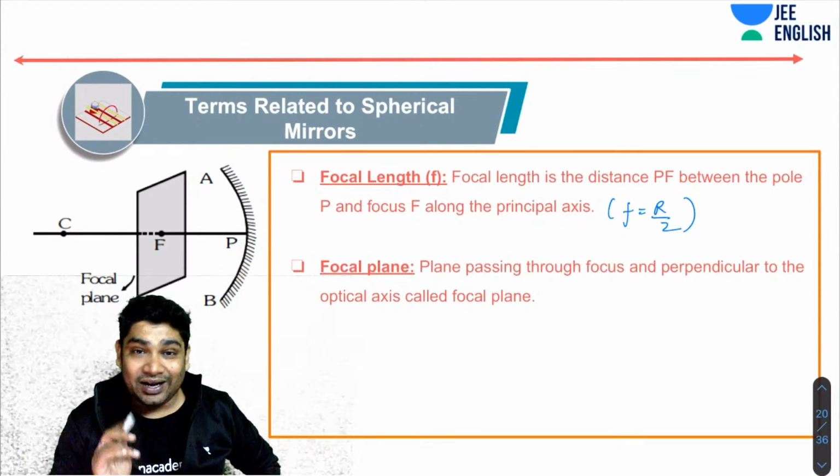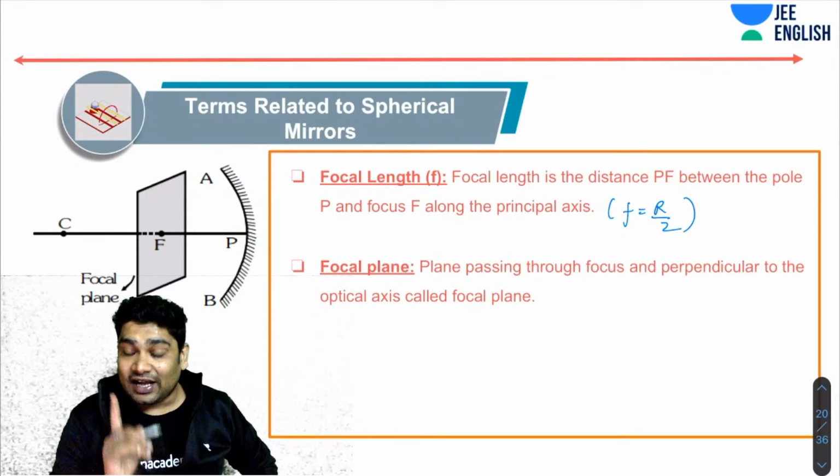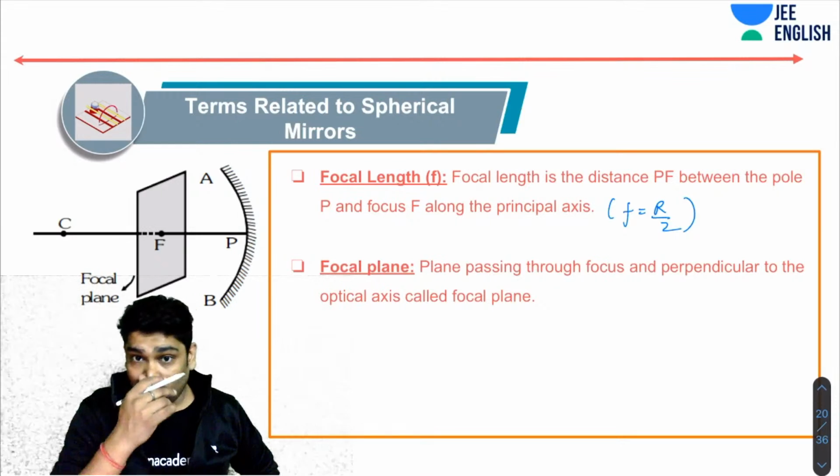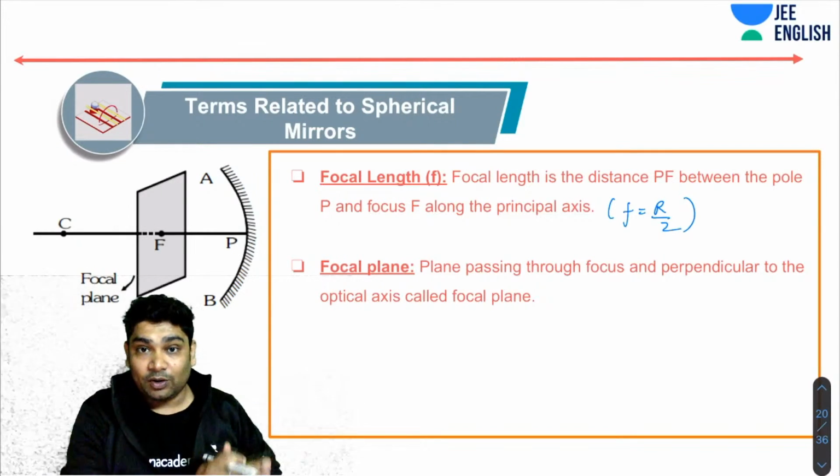Let me remind you again, for marginal rays, you will not have a single point of convergence. Every marginal ray would converge or meet the principal axis at a different point.